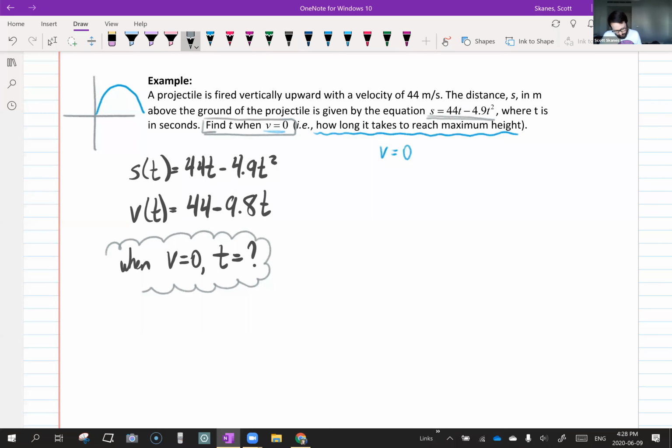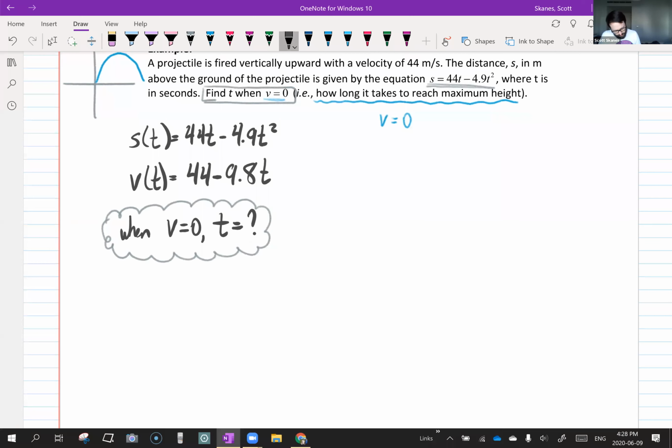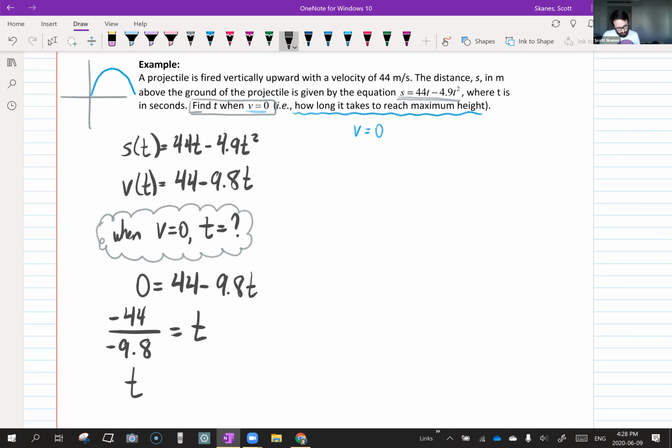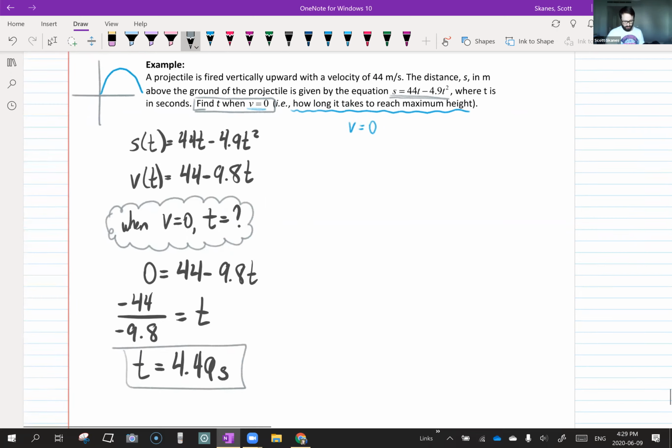This is the whole point of the question after all. So set v equal to 0. 0 equals 44 minus 9.8t. Bring it to the other side. Divide by negative 9.8. Should get 4.49 seconds. It is a fraction, but I'm not keeping the fraction.